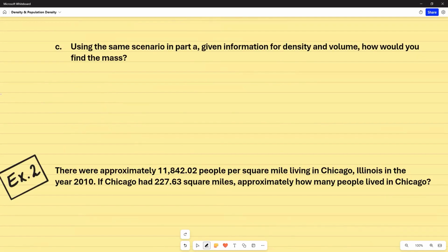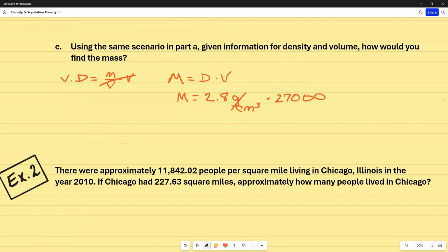All right, so in part C, I again have to manipulate the formula. I'm going to multiply both sides by V. So I am left with mass is equal to D times V, so density times volume. I already knew that my density was 2.8. I have to keep up with my units, grams per cubic centimeters. But this time I want to multiply times the volume, which we said was 27,000 cubic centimeters. And what I notice is I can get rid of the cubic centimeters. And therefore, my mass is going to be 2.8 times 27,000, which is 75,600 grams.